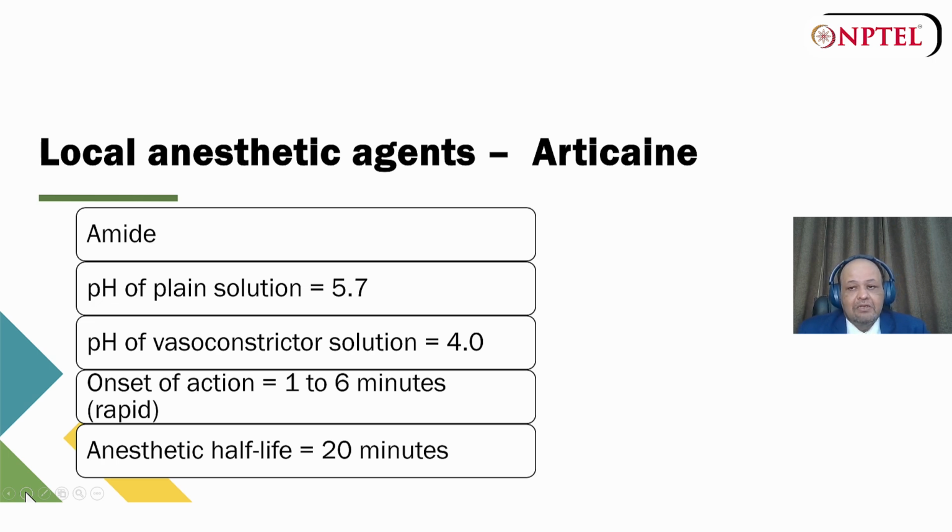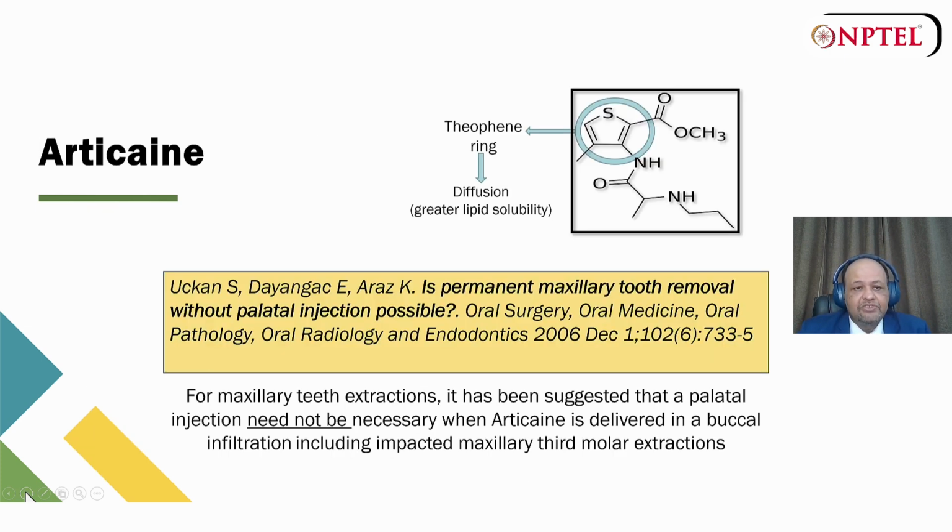Articaine is a combination of ester and amide. The pH of the plain solution is 5.7, and with the vasoconstrictor it is 4. The onset of action is 1 to 6 minutes, which is again a decent onset of action, and the half-life is 20 minutes. So articaine can be used where you need not give a block even for the mandible, because it tends to diffuse through the bone very effectively due to the presence of the thiophene ring.